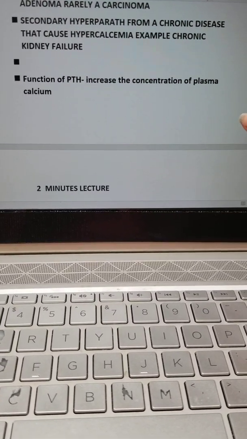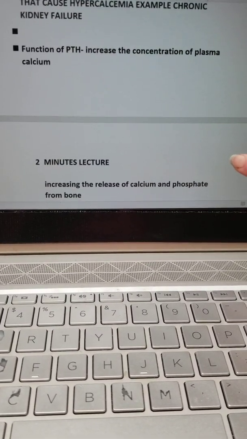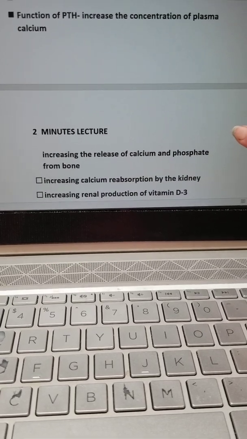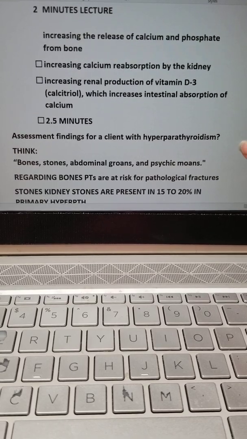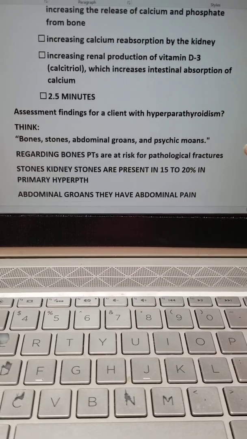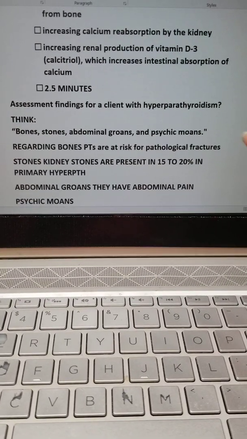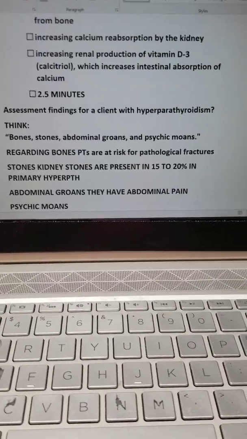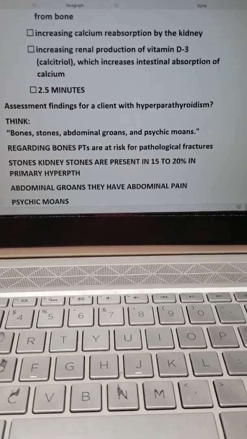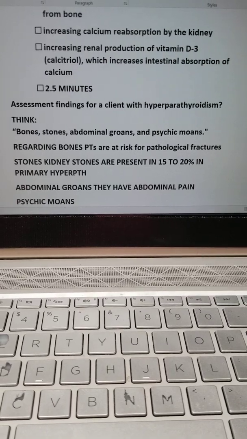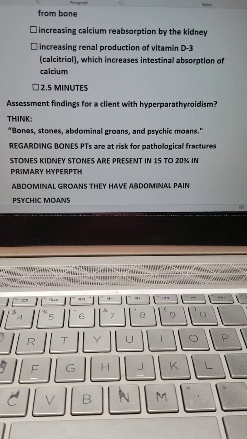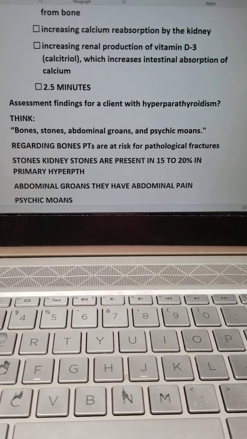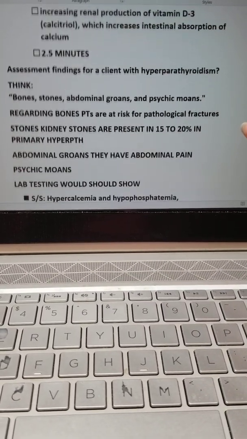Function of the parathyroid hormone is to increase the concentration of plasma calcium, increasing the release of calcium and phosphate from the bone. It also increases calcium reabsorption by the kidney to keep continuing to raise calcium levels. So it reabsorbs it instead of excreting. It increases renal production of vitamin D3, calcitriol, which increases intestinal absorption of calcium.